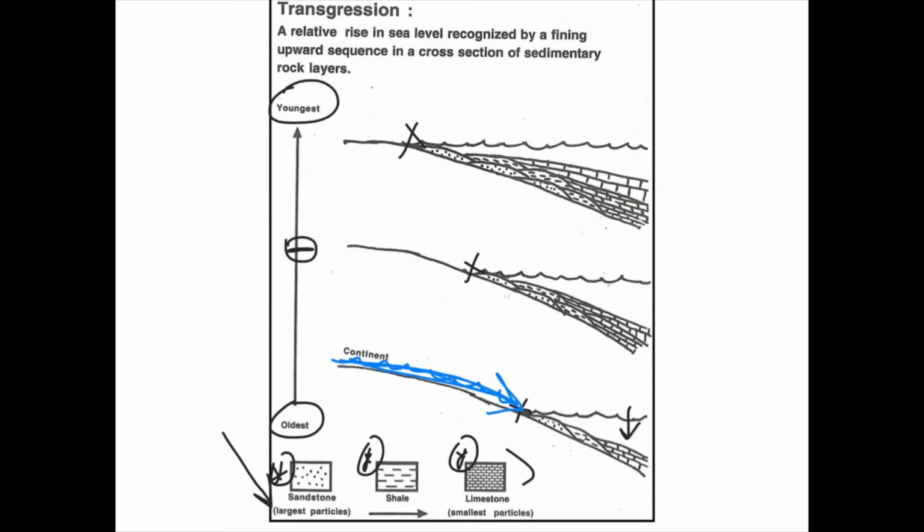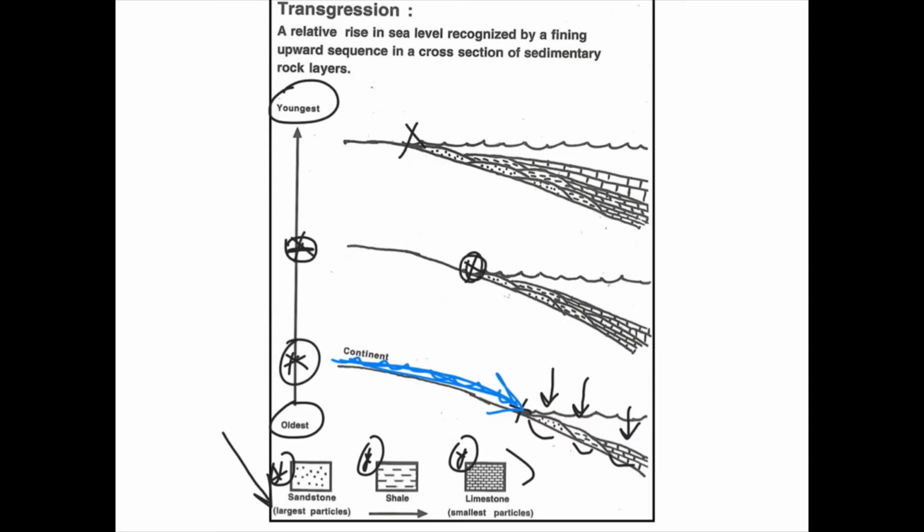It's the smallest, it's the lightest, it's going to travel the furthest in the larger body of water and get deposited the furthest from the shoreline. Closer in we have shale, closest in we have sandstone. Look what happens when the sea level rises. So again, that was deposition event number 1. Let's say between deposition event number 1 and deposition event number 2, the sea level rises.